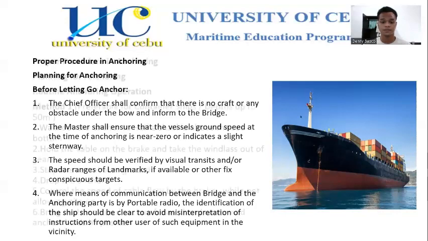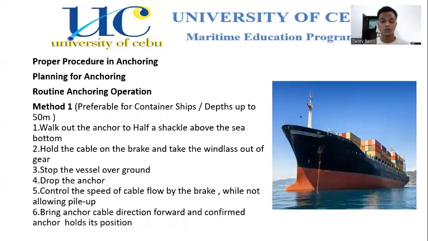So, routine anchor operation. Method one is preferable for container ships and depths up to 50 meters. Number one, heave up the anchor to half a shackle above the sea bottom. Number two, hold the cable on the brake and take the windlass out of gear. Number three, stop the vessel over ground. Number four, drop the anchor. Number five, control the speed of cable flow by the brake while not allowing pile up. Number six, bring the anchor cable direction forward and confirm the anchor holds its position.